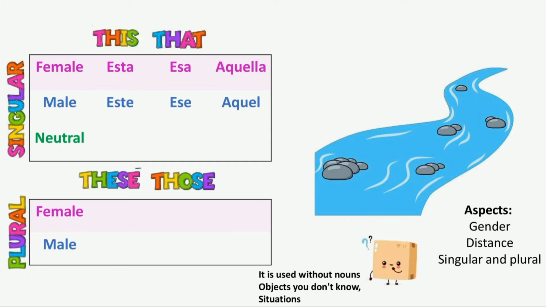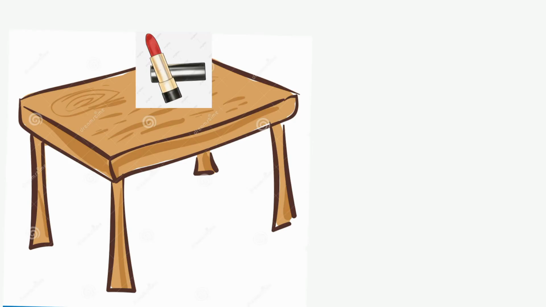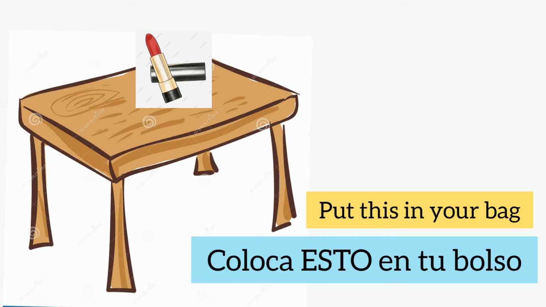The neutral gender is used only with objects. We can't use this gender with people. And we use it in different cases. We use this gender when we don't want to mention the name of an object. For example, on a table, there's a lipstick and you tell your wife, please put this in your bag. Coloca esto en tu bolso.